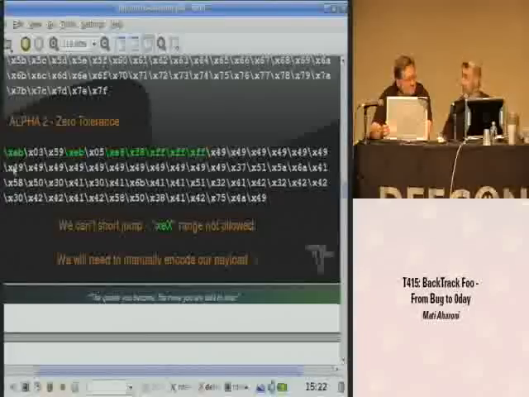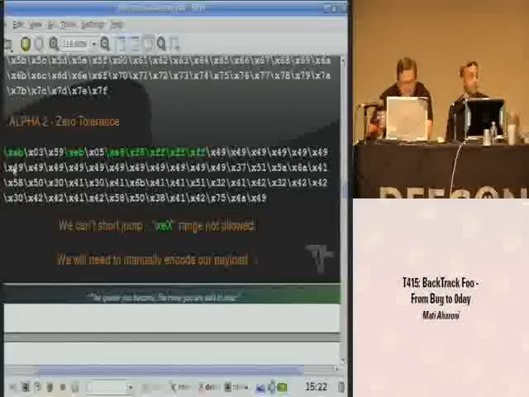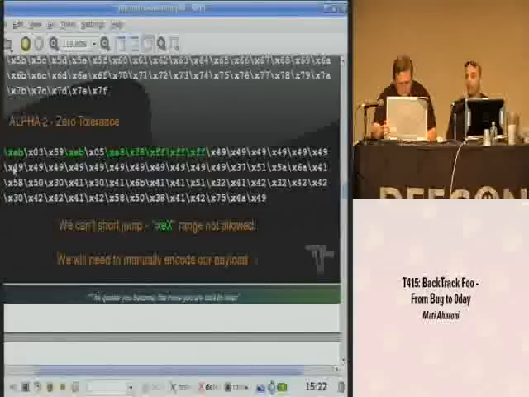Yes, it did get hairy, because now what that means is that we need to manually encode 32 bytes of egg hunter code. The egg hunter that we used was one of Matt Miller's creations. Amazing stuff, really. 32 bytes of magic, if you ask me.